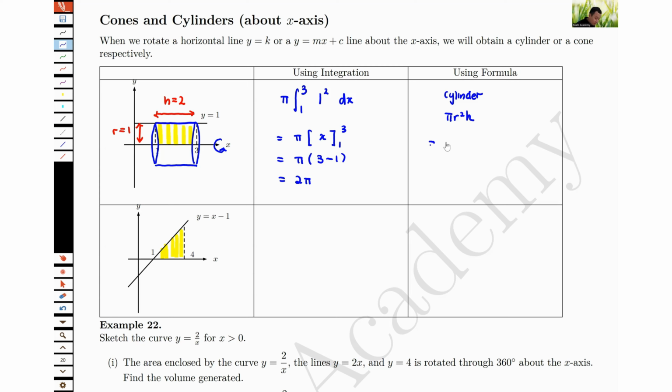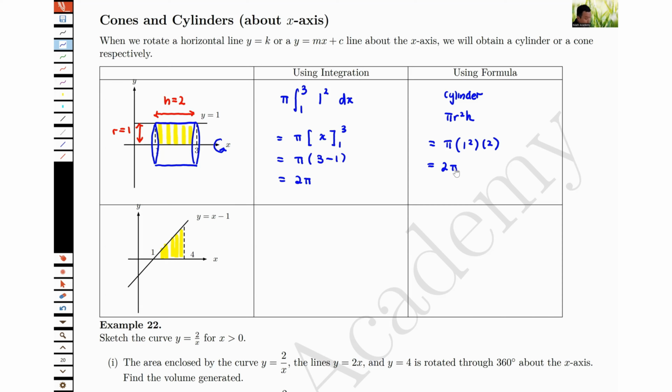So when I apply the formula, I'm using pi r squared times height. In our case, it's pi times 1 squared times h, which will also give you 2 pi. So both are okay to apply.